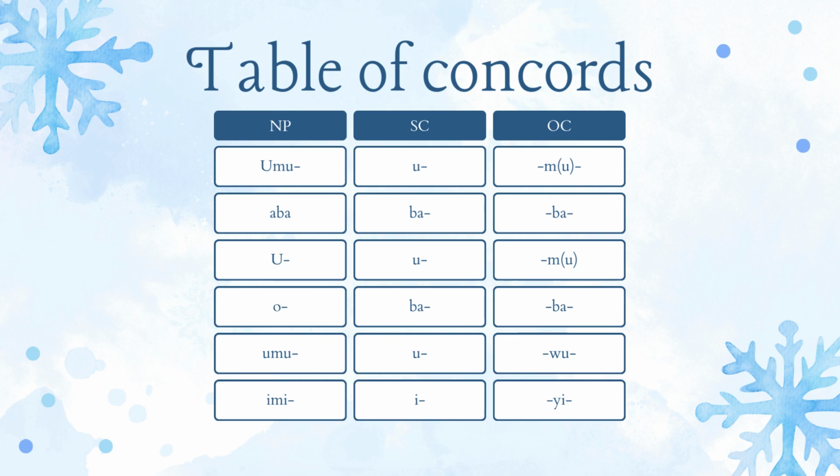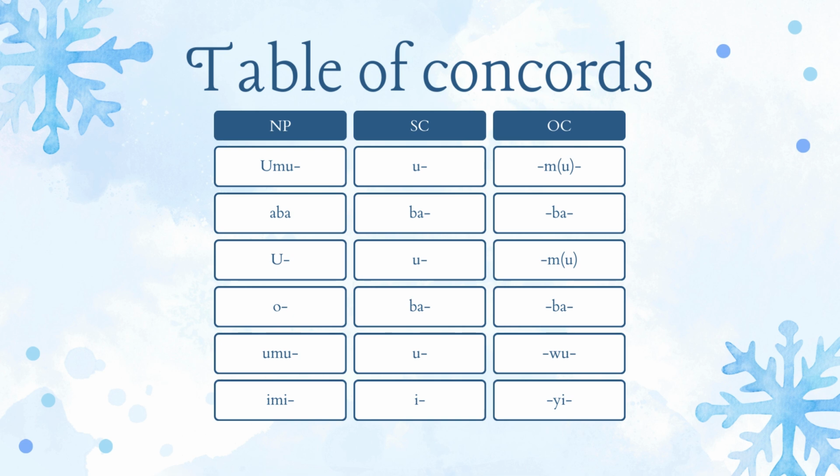All right, so this is the table of concords that we can use. NP stands for the noun prefix. As we know, we look at the prefix of the noun. Okay, so these are the noun prefixes. And then SC stands for subject concord, OC stands for object concord. Let's look at them one by one.